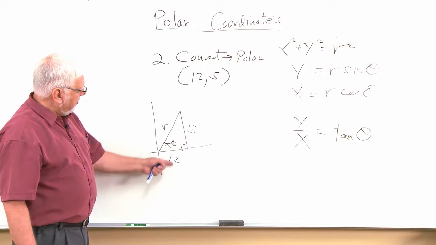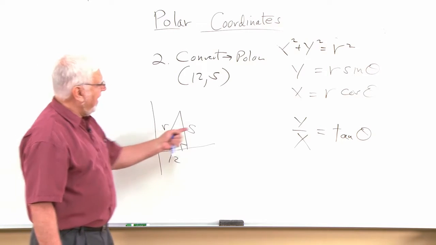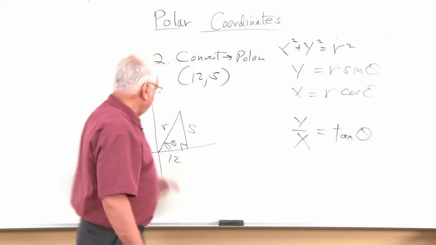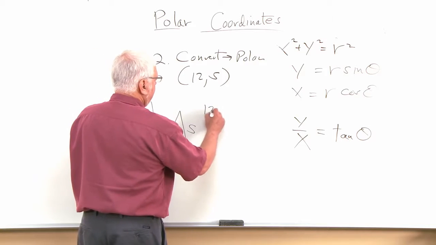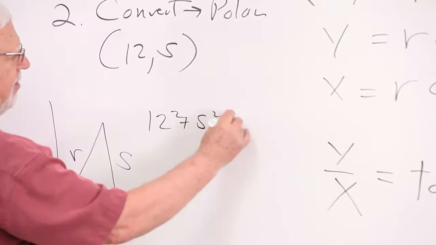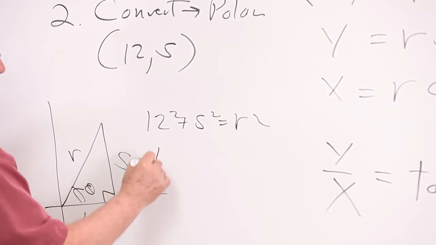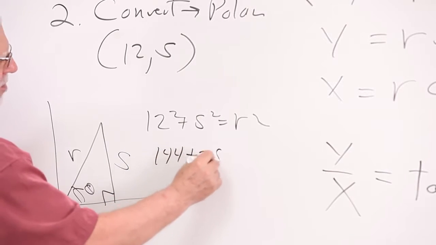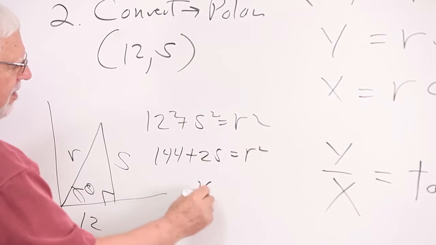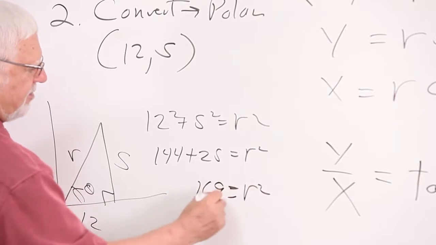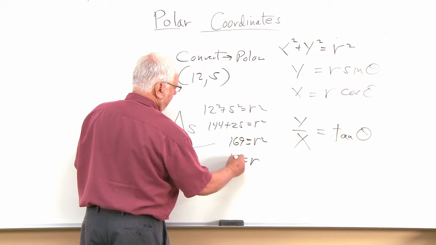We could use the Pythagorean theorem to get that. That's what that is. So it would be the same problem. 12 squared plus 5 squared equals r squared. So 144 plus 25 equals r squared. 169 equals r squared. So r equals 13.